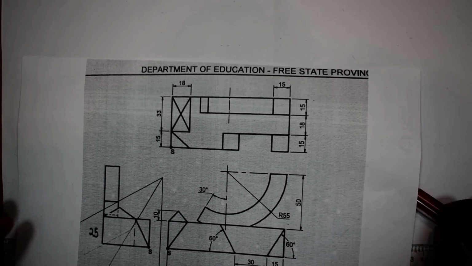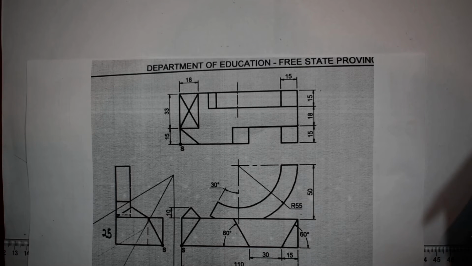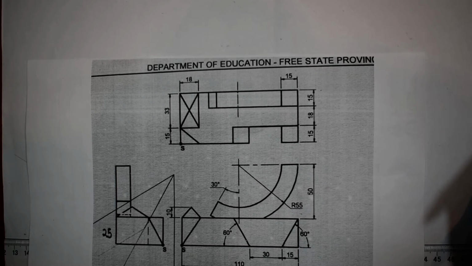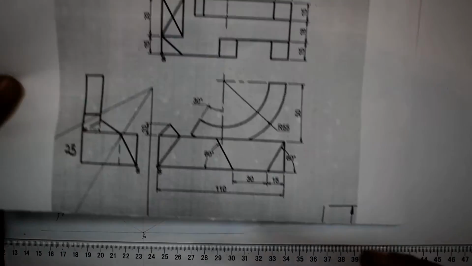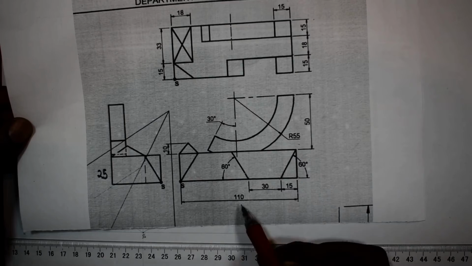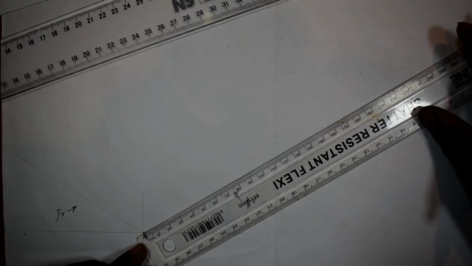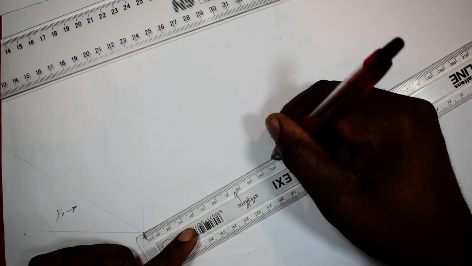You get it? So now, by the look of things, we are going to use a nominal scale, 1:1. So the scale is going to be 1:1. So now let's start. From point S to come here, I say dimension of 110. So where is my 110? There is my 90, 100, 110.